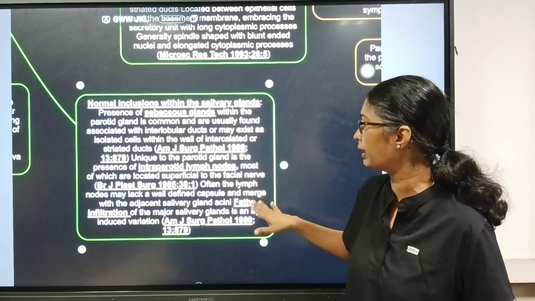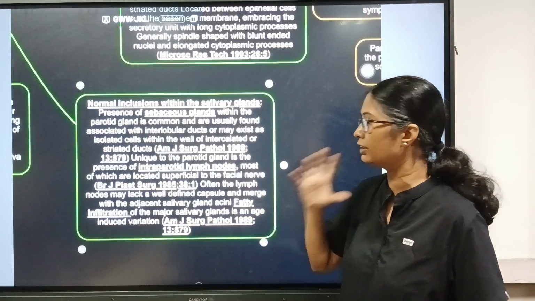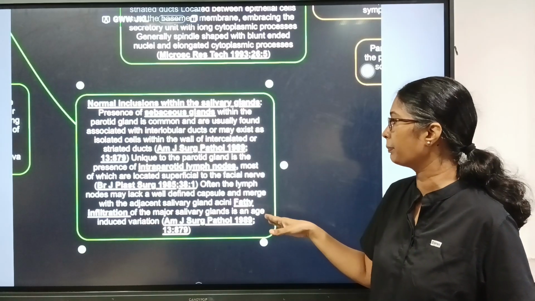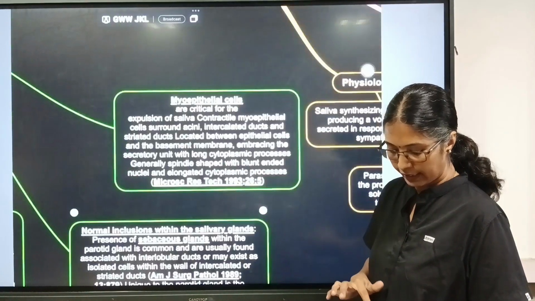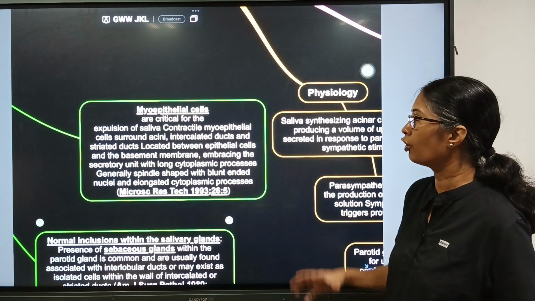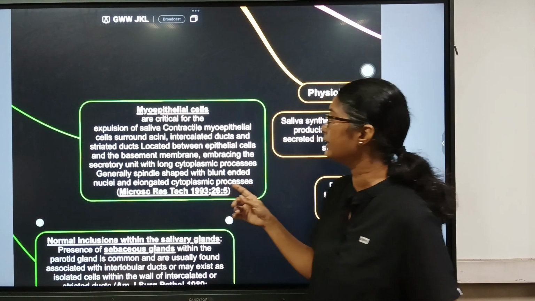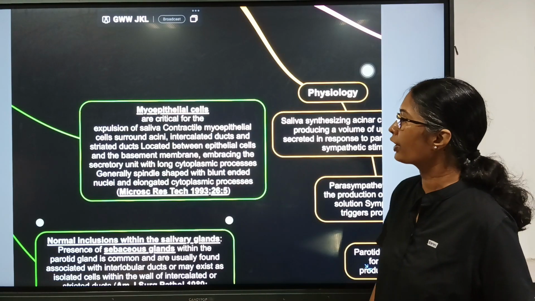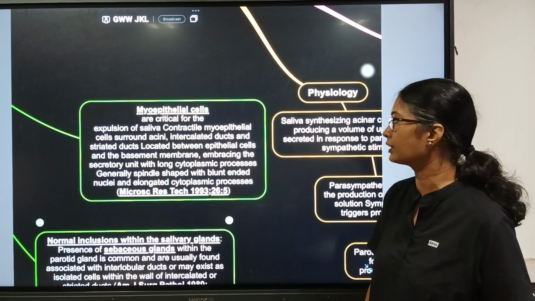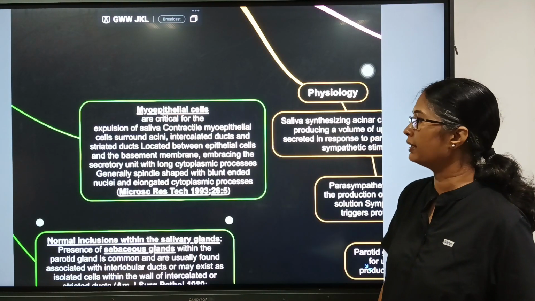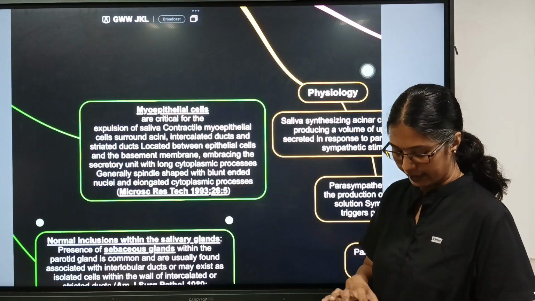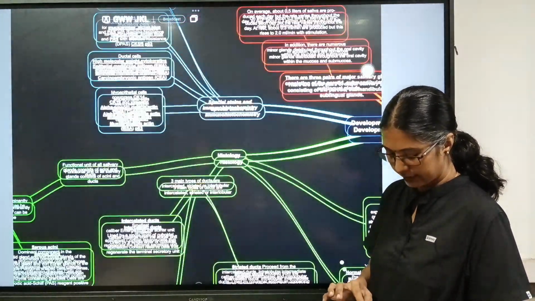Fatty infiltration of the major salivary glands is an age-induced variation. We see the parotid glands look a little huge in elderly people because of this fatty infiltration. And what are myoepithelial cells? They are critical for the expulsion of saliva. The contractile myoepithelial cells surround acini, intercalated ducts, and striated ducts, located between the epithelial cells and the basement membrane, embracing the secretory unit with long cytoplasmic processes, generally spindle-shaped with blunt-ended nuclei and elongated cytoplasmic processes. I think I showed that. So that is the thing.